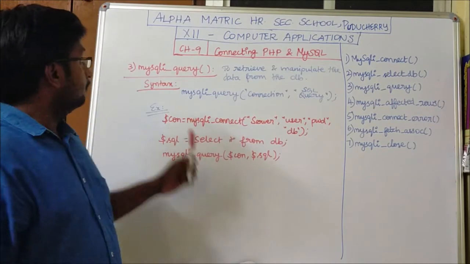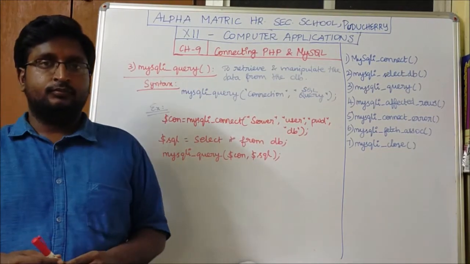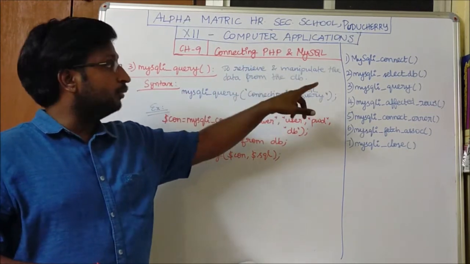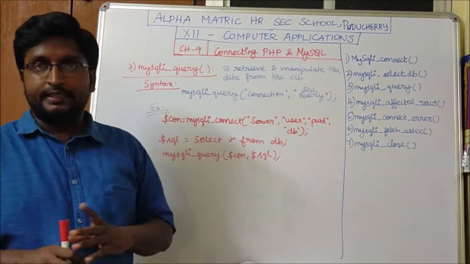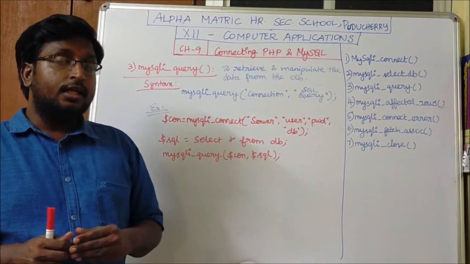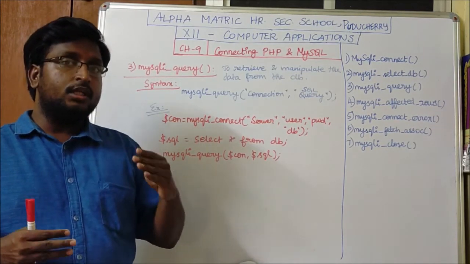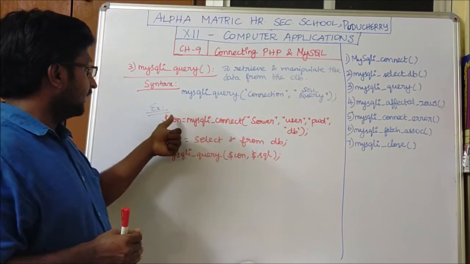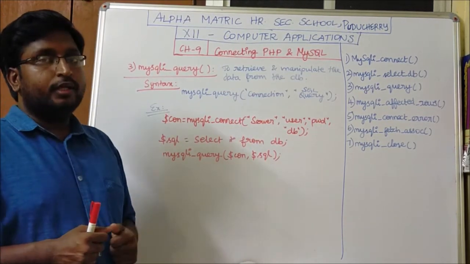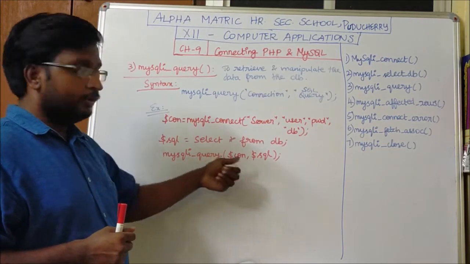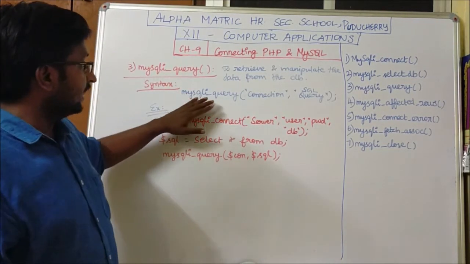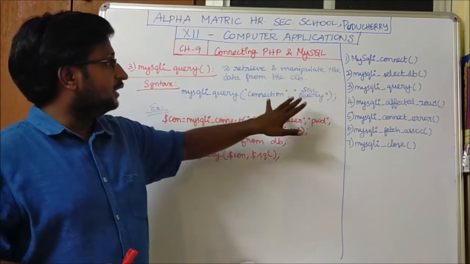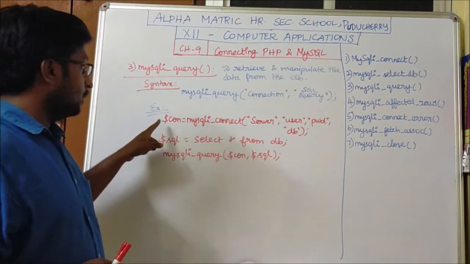Next is mysqli_query. It is used to retrieve and manipulate the data from the database. Rather than executing each and every query separately from the connection, we combine the connection and the respective query with the help of mysqli_query. This is the syntax: mysqli_query with the connection object and the SQL query, and these two will be stored in separate variables.